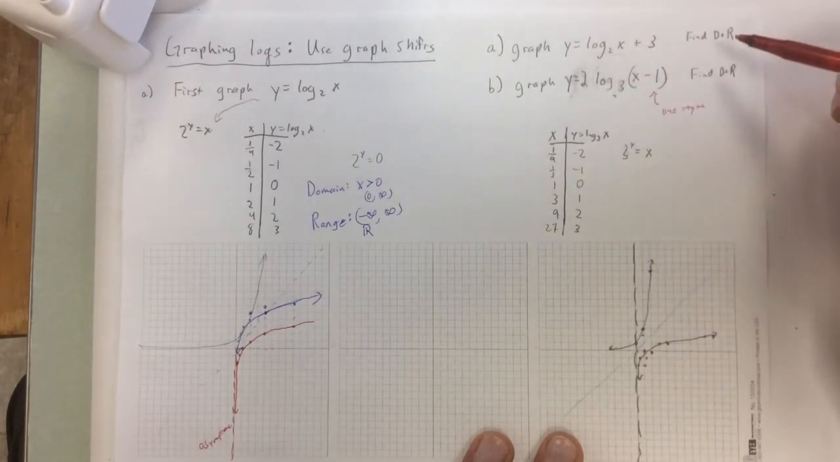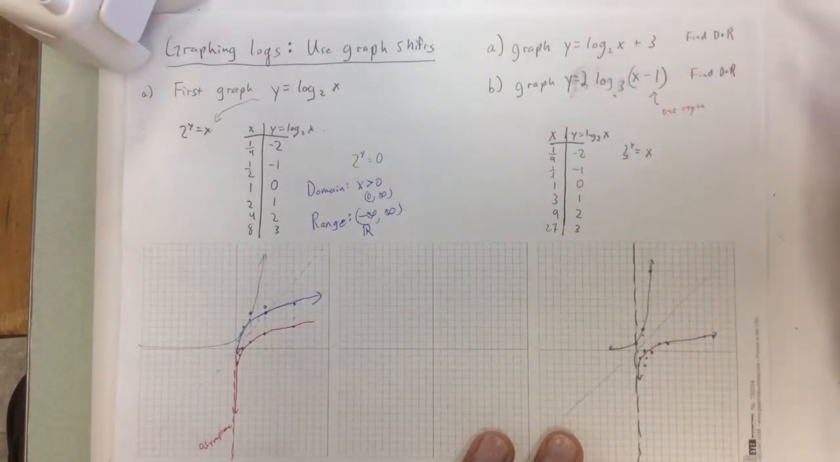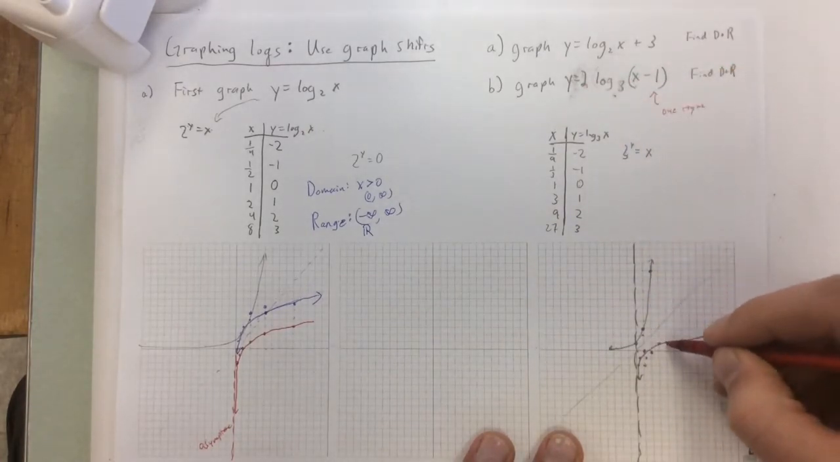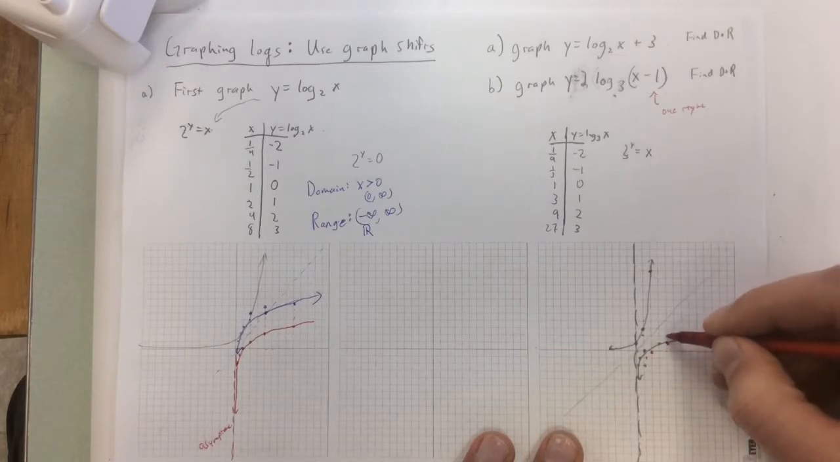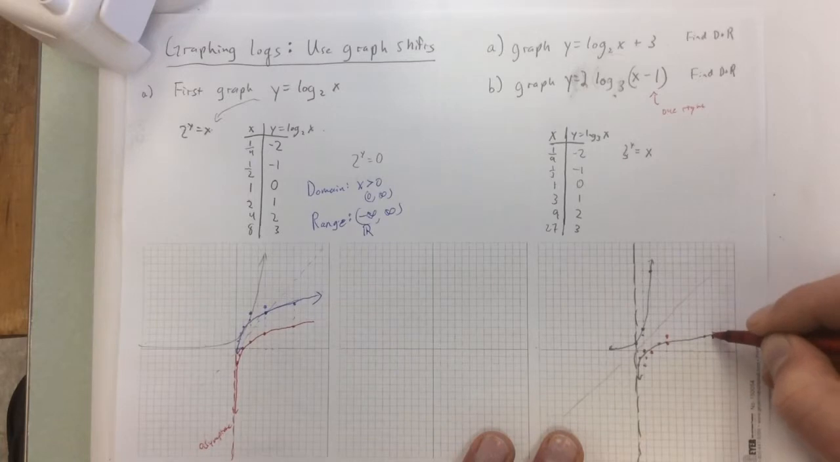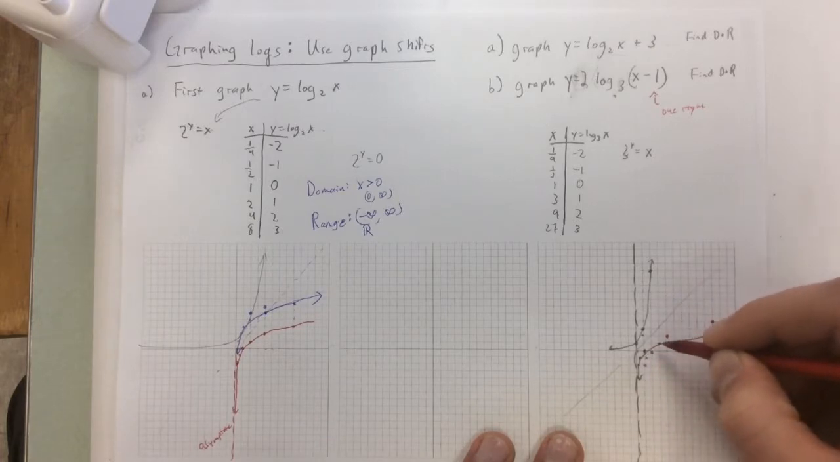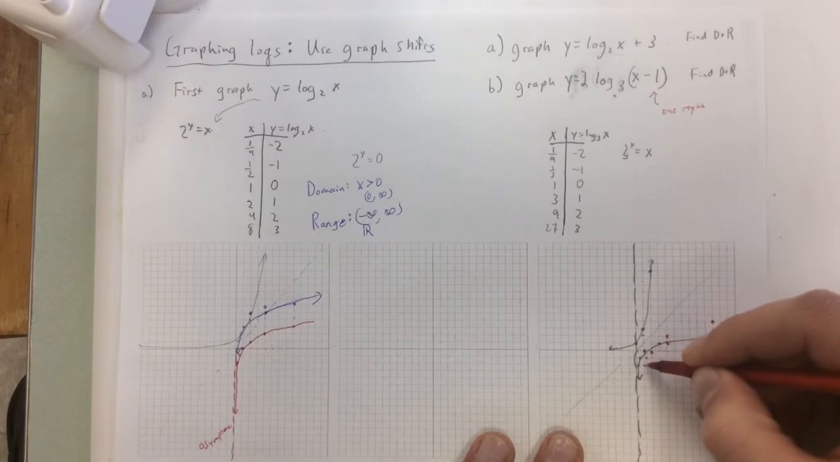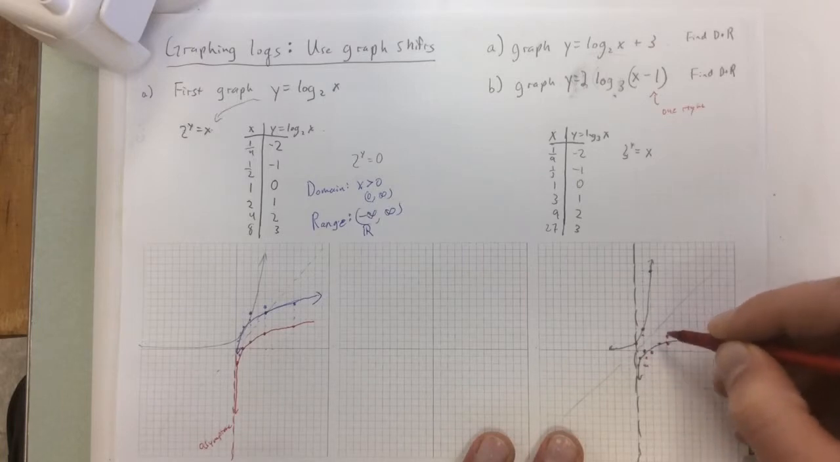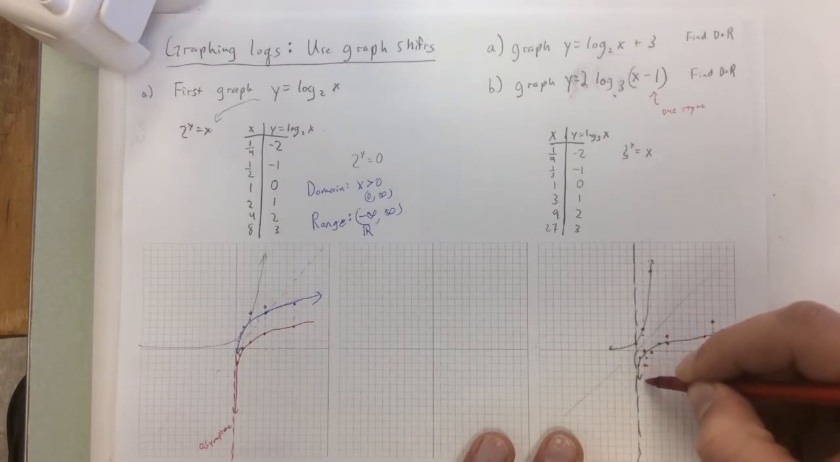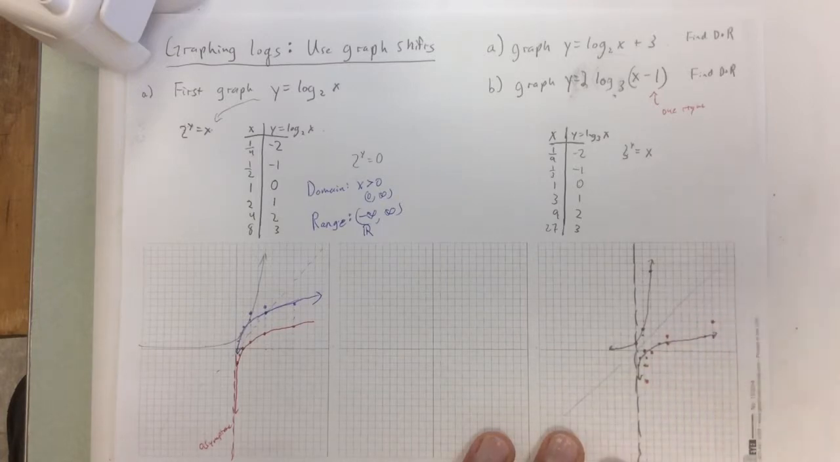The 2 right here, well, that means I'm going to double everything. I'm going to take all these y values and double them. They're going to be twice as much. So instead of being 1 here, this is going to be twice as much. It's going to be at 2. Instead of being at 2 here, this is going to be up at 4. 0 here, well, twice 0 is still 0. This right here, instead of being at negative 1, it's going to be at negative 2. Instead of this value right here being at negative 2, it's going to be at negative 4. So my new graph looks like this.